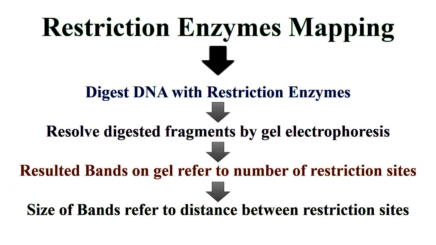For restriction enzyme mapping, we must digest DNA with restriction enzymes, then resolve the digested fragments by gel electrophoresis. The resulting bands on the gel refer to the number of restriction sites, while the size of the bands refers to the distance between restriction sites, as mentioned in the next slide.